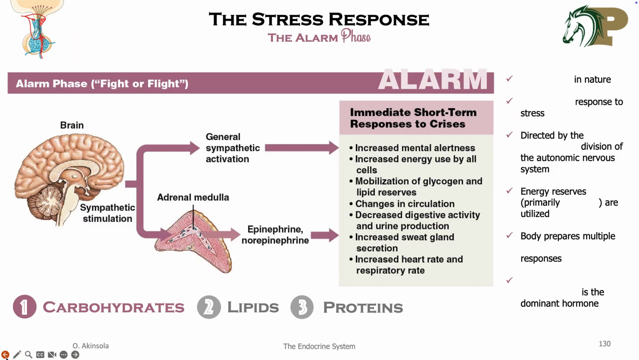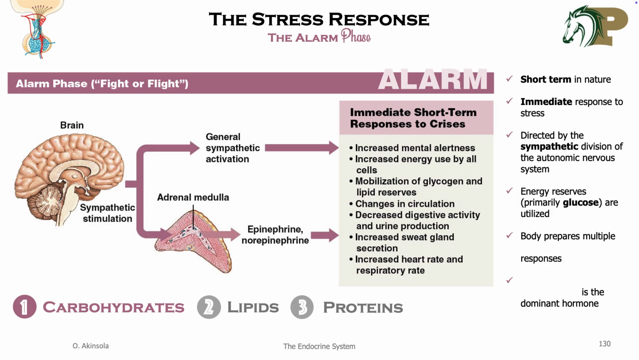So the alarm phase is the first phase. What happens here is going to be short term in nature. There's going to be an immediate response to stress, directed by the sympathetic division of the autonomic nervous system. We have seen this make its appearance multiple times throughout the chapter. When you think sympathetic, you want to think epinephrine and norepinephrine, fight or flight.